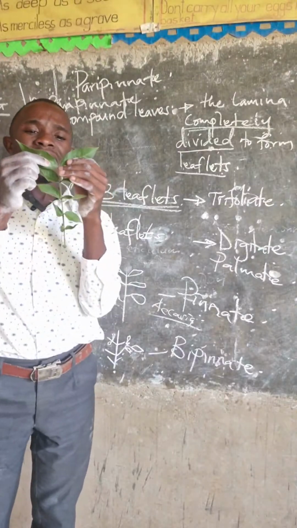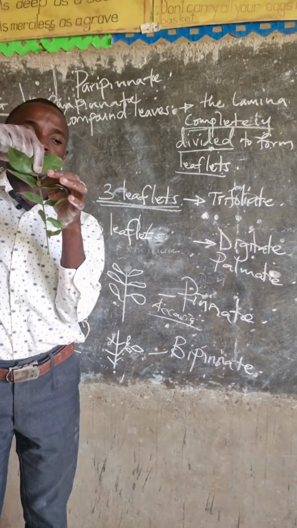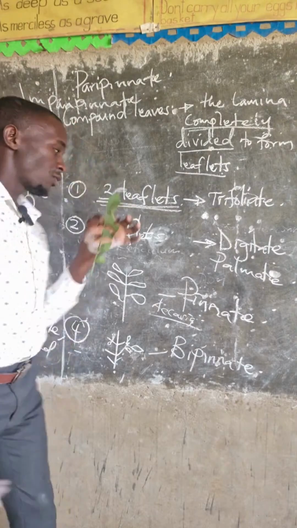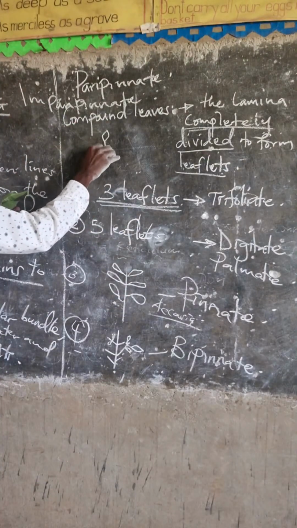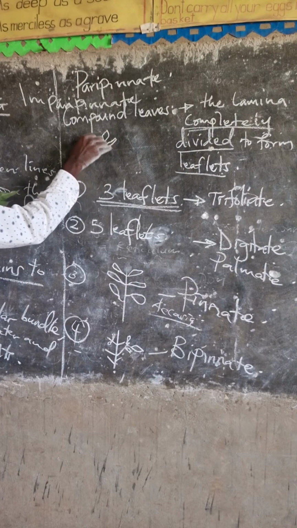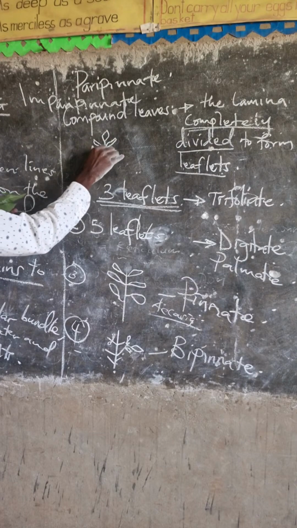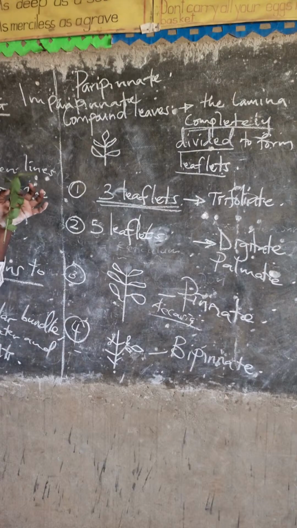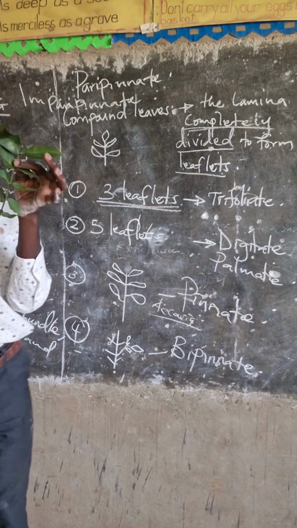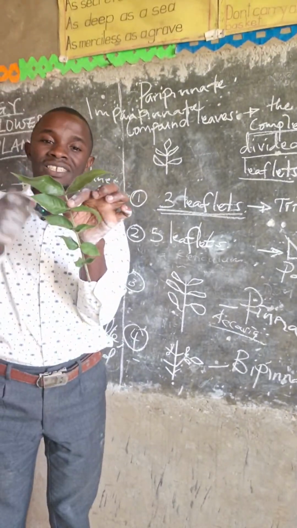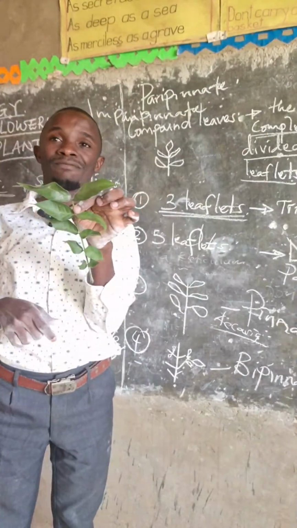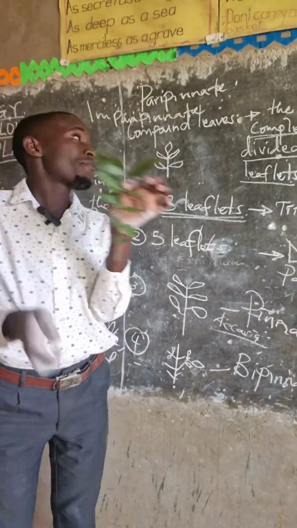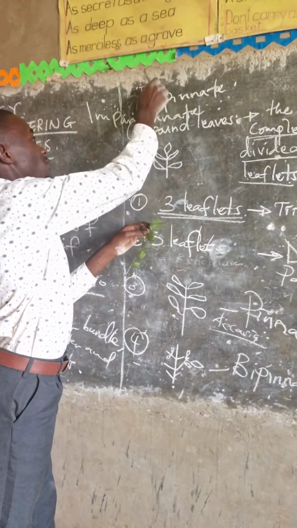The compound paripinnate leaves are the ones with the terminal leaflet up, like this, when it is a pinnate leaf. So that one becomes a paripinnate. The imparipinnate is an example of this one. It has no terminal leaflet at the top of it. So this one becomes an imparipinnate leaf.